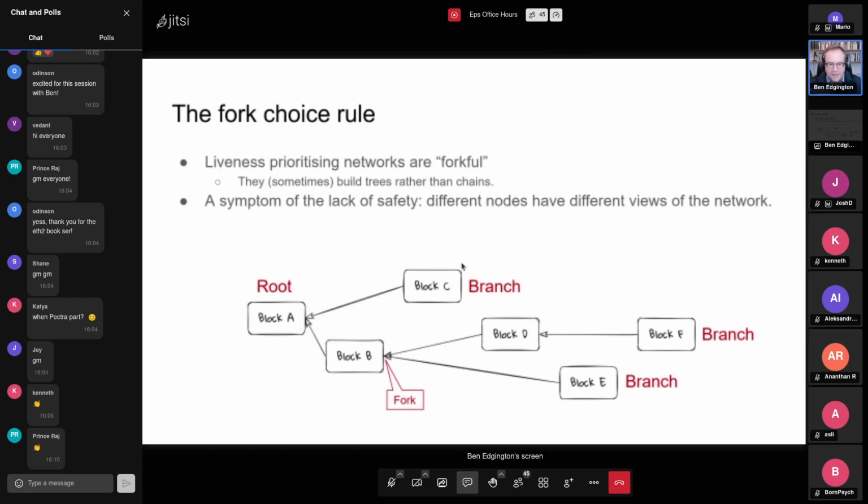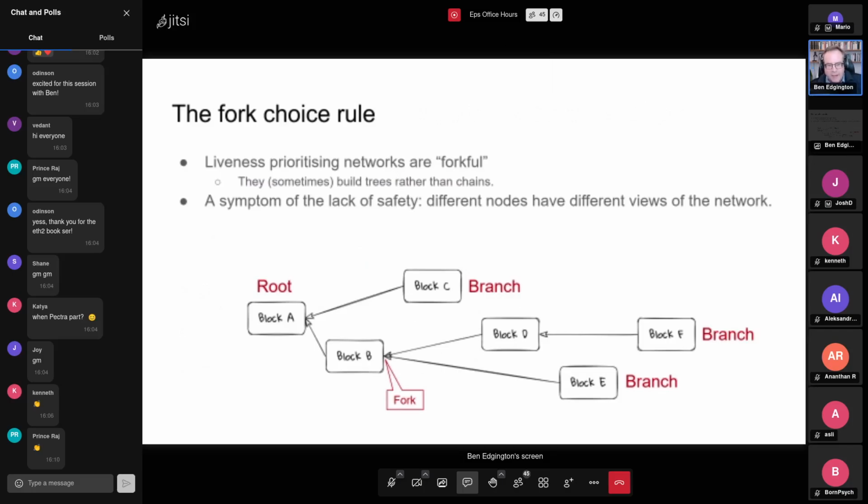Now, the challenge that we have before us is that networks that prioritize liveness tend to be forkful. If they weren't, they would be safe because everybody would agree with each other all the time. But because nodes disagree, because of late messages, or because an attacker is feeding different messages to different nodes, or because of faulty software or something like that, they have different views of the network at any given time. And this results in what we call forks. So we end up with a block tree rather than a block chain.